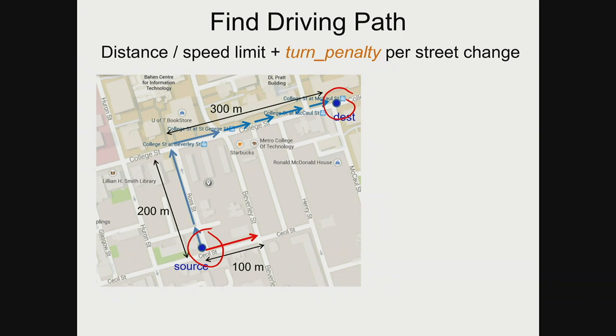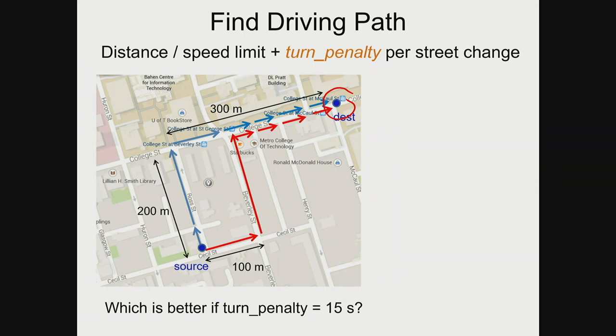Now, it's not the only path. Instead of starting out at this corner of Cecil and Ross and going north, I could instead go east. And then I could turn left and then go along College for a while. So those are 2 different paths that I could take.